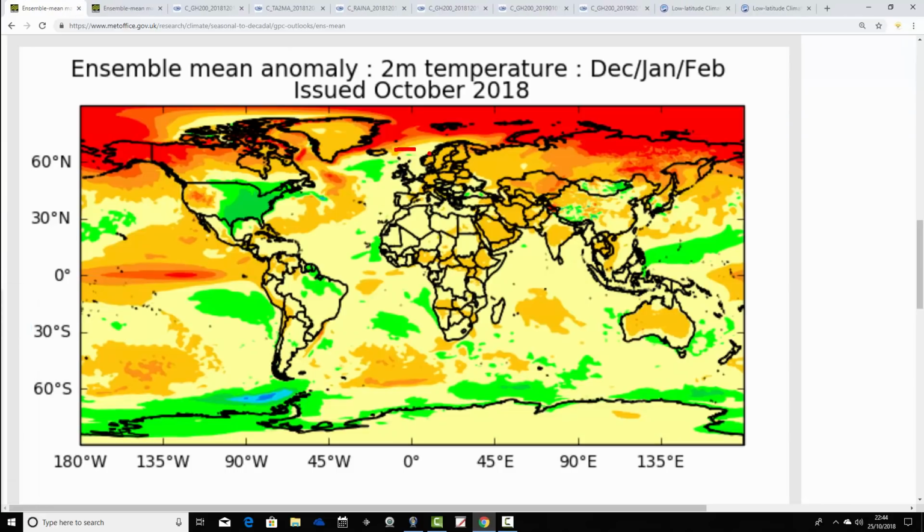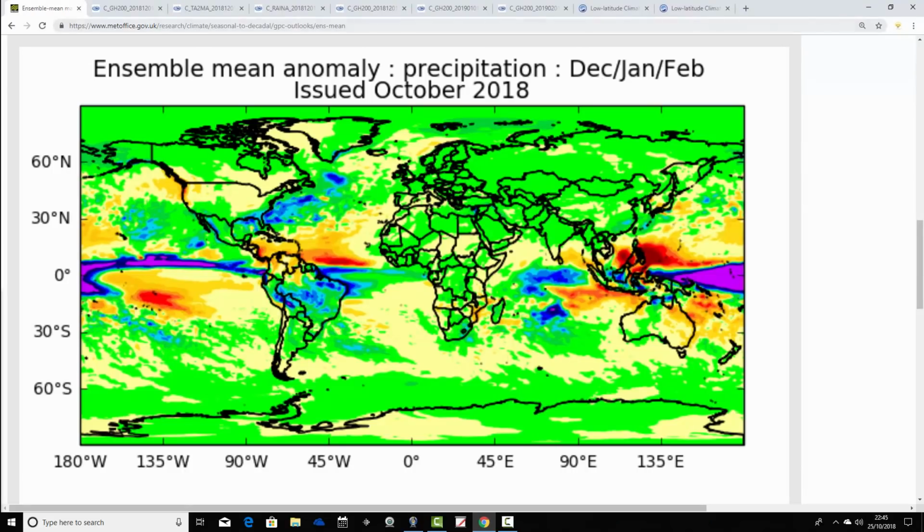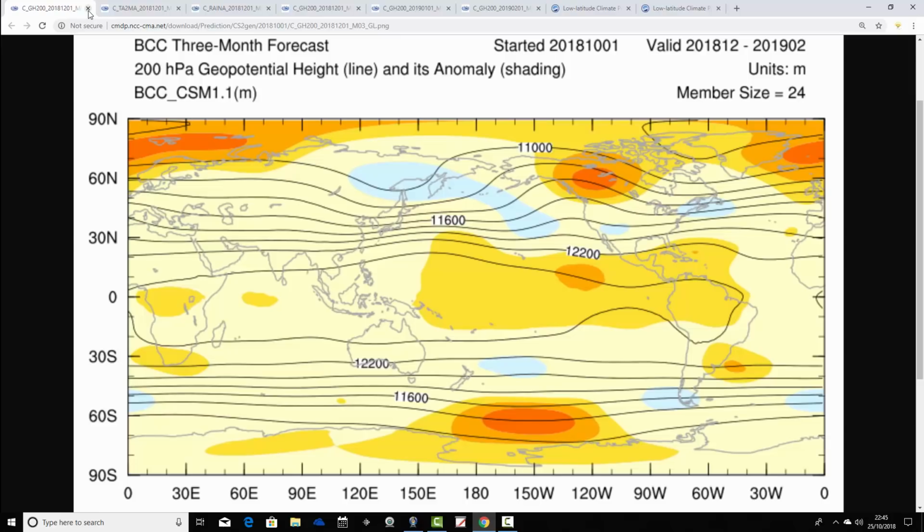Temperature anomalies are forecast to be above average. And then we go through to the precipitation anomaly, and that also is forecast to be above average. So a mild, wet, westerly winter being forecast by the UK Met. We're on to the Beijing Climate Centre next. So this is the 200 millibar height anomaly for winter 2018-19 from the Beijing Climate Centre.